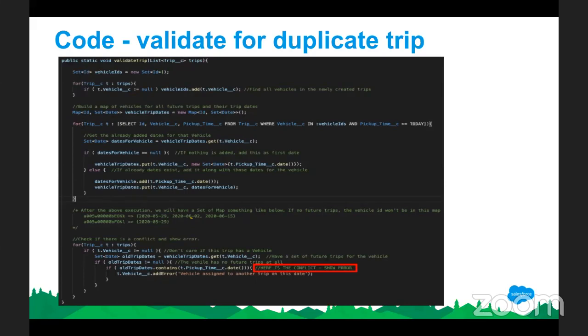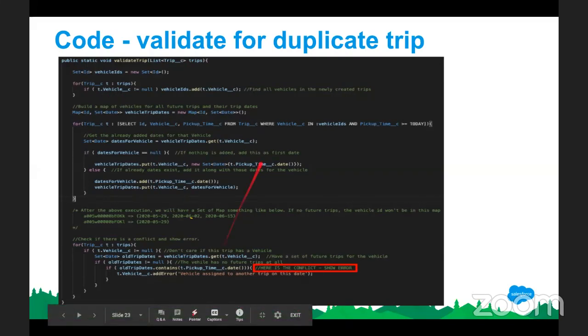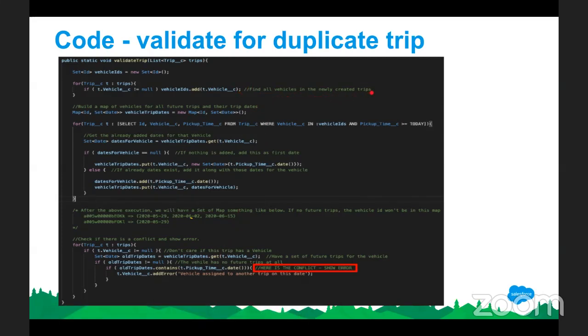I don't know how much I can explain this in detail, but this is the way to write it. I will just read through the comments. Prepare a list of vehicles. You see my pointer? Prepare a list of vehicles. Build a map of vehicles and all their future dates.